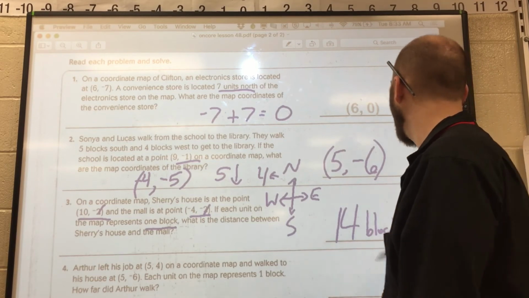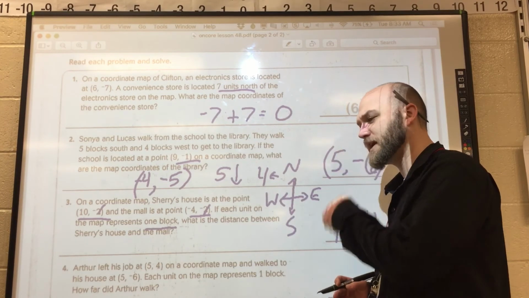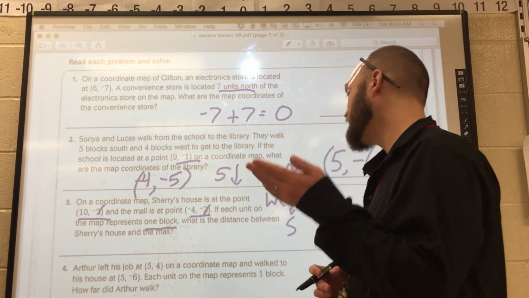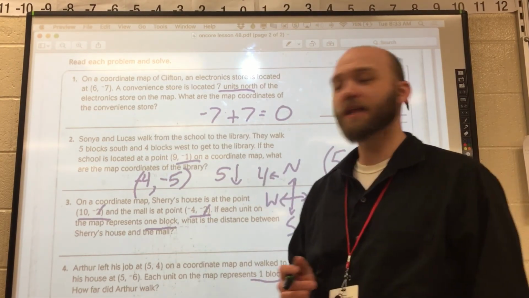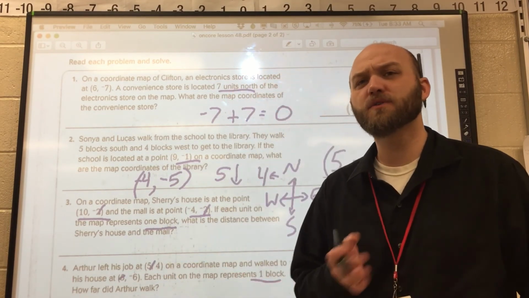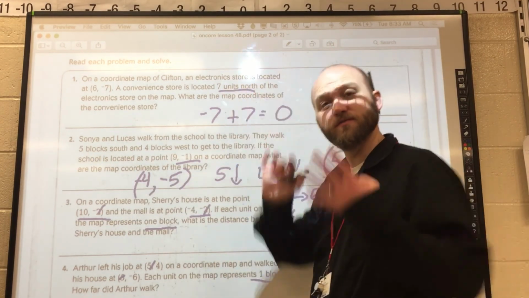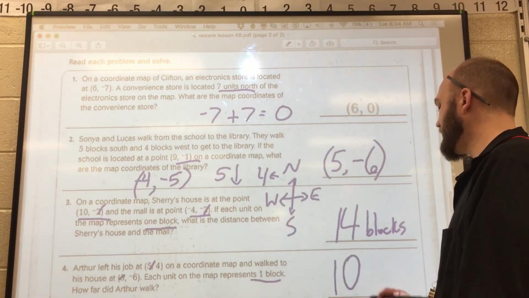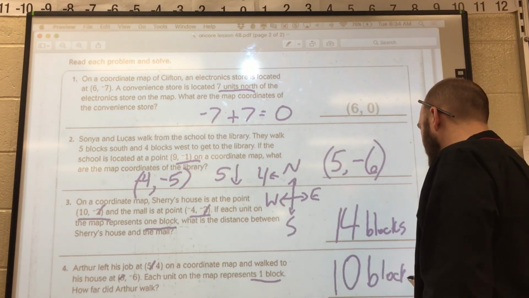Let's go ahead and take a look at one more just to drive it on home. Arthur left his job at +5, +4 on a coordinate map and walked to his house at +5, -6. Each unit on the map represents 1 block. How far did Arthur walk? Again, I look for the commonalities, and I'm seeing that on my x-axis they're both +5. So really what I'm talking about is Arthur walked from +4 to -6. Well, +4 to 0 is 4 units, and then to go to -6 is another 6 units. 6 units plus 4 units would be 10 units, and each unit is 1 city block. That's 10 blocks.